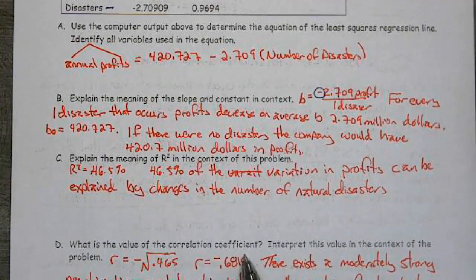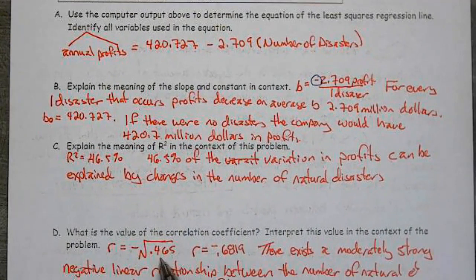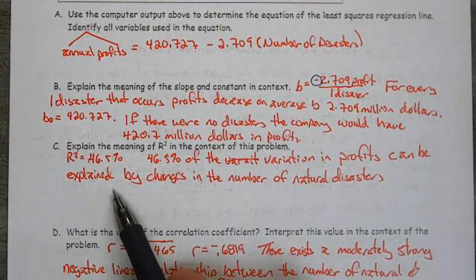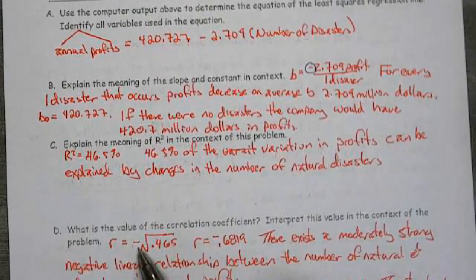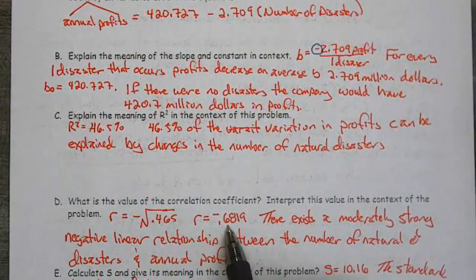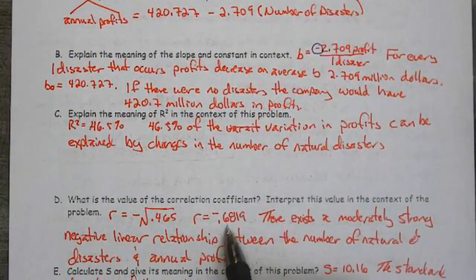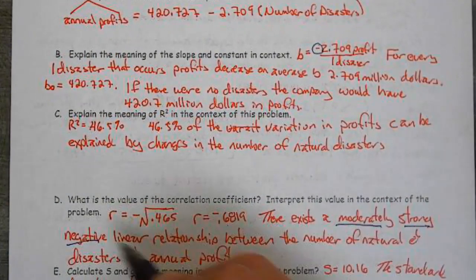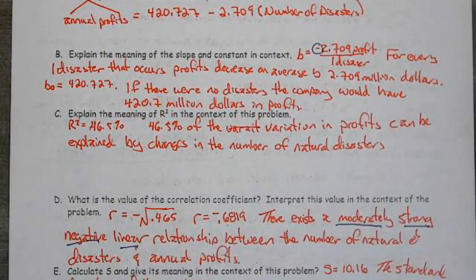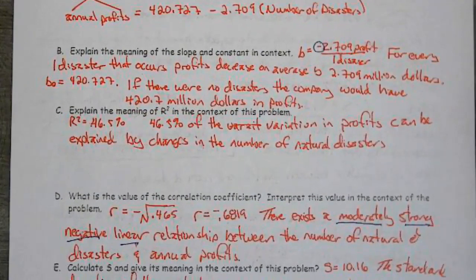What is the correlation coefficient? Well, I need to take the square root of my R squared, so the square root of 0.465, but I also need to check the slope. The slope is negative, so I know my R will be negative. When I take the square root, I get R equals negative 0.6819. There exists a moderately strong, really important, moderately strong negative linear relationship between the number of natural disasters and annual profits.